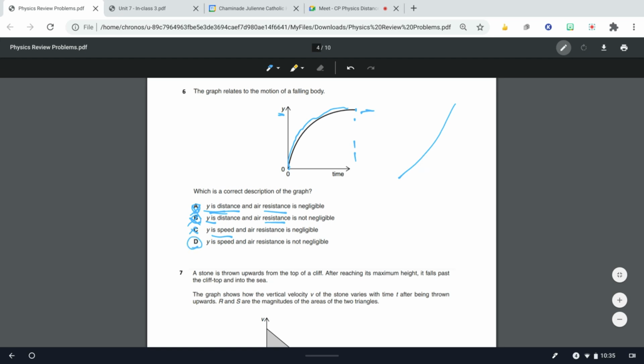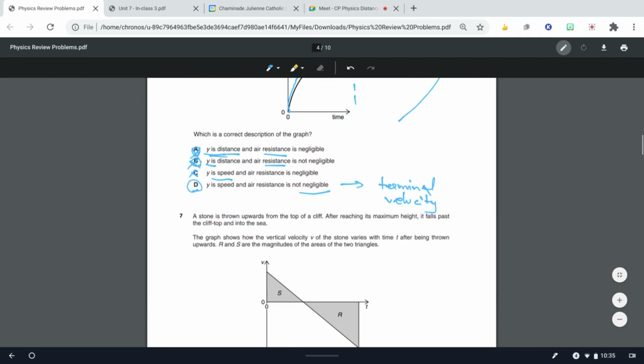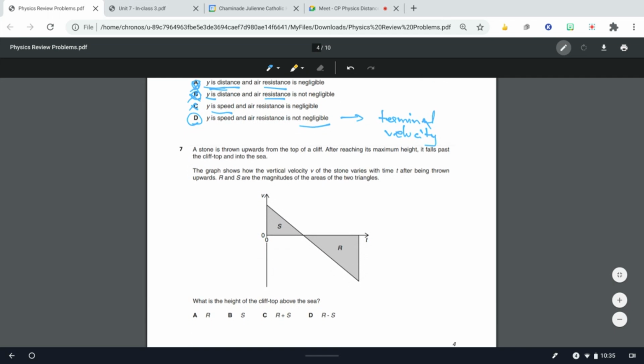The only option is D, and that's because, if you recall, we briefly talked about terminal velocity during one of the lectures. The object here has reached terminal velocity, so it wouldn't increase, because your gravitational acceleration is being matched by the air drag in this case, right? So D is the correct answer for question number 6. What about question number 7?